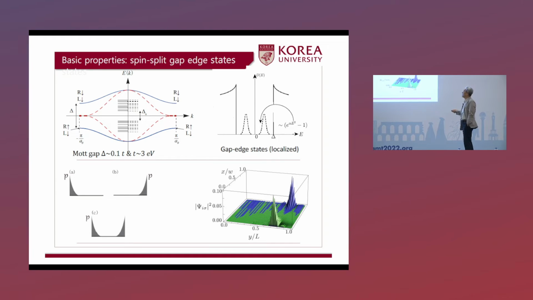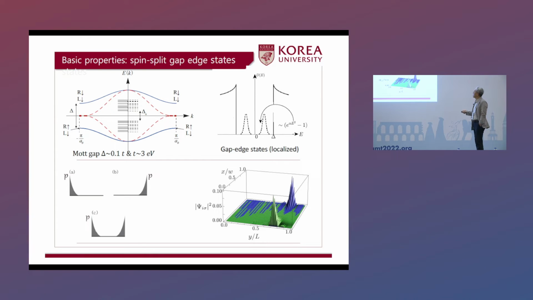Now let's turn on on-site repulsion. Then a midgap is produced, as I've shown here, and the edge modes are now split this way. So edge modes are here and here. Now I have shown here the probability densities of edge modes. One is localized on the left zigzag edge, and the other one is localized on the right zigzag edge, like this.